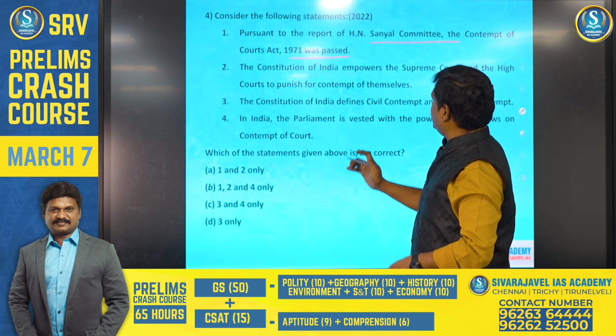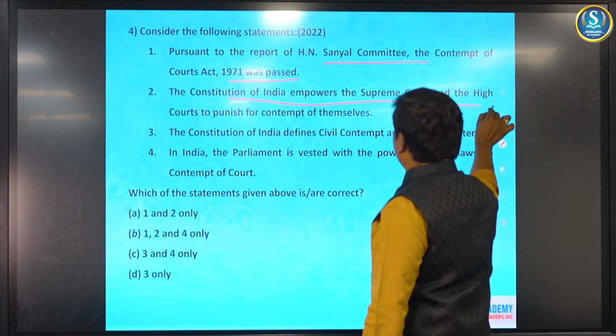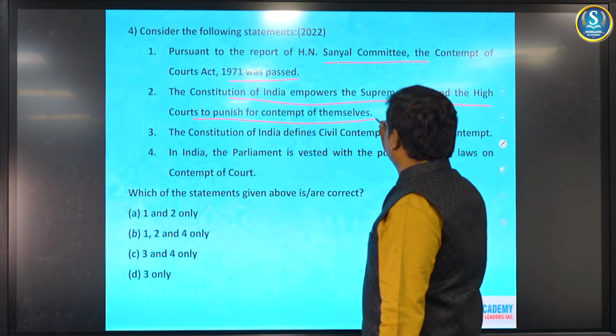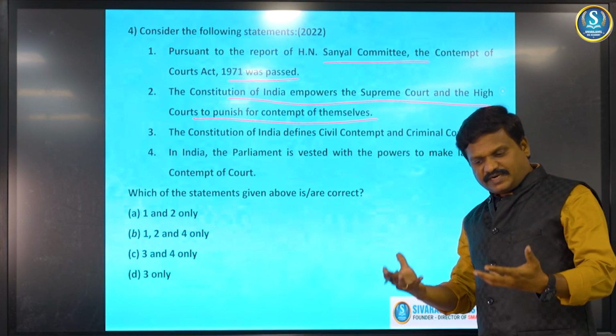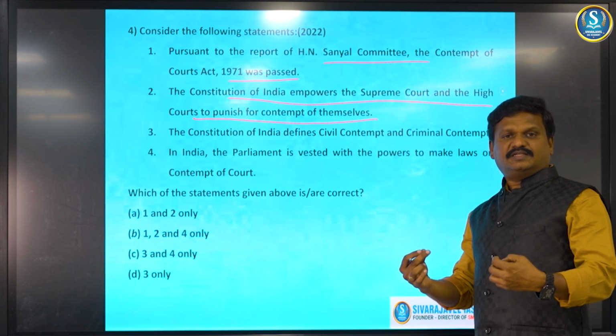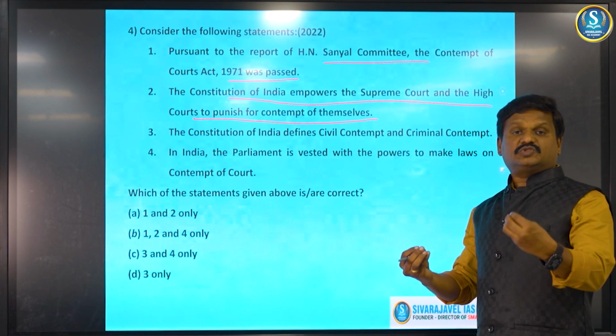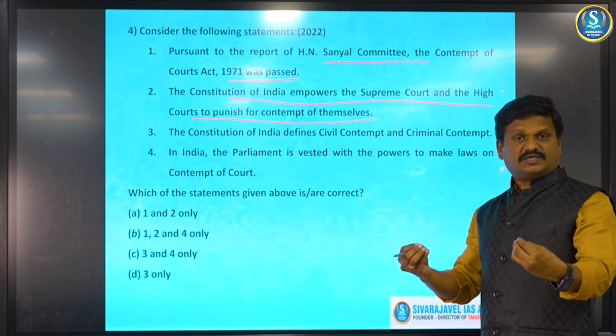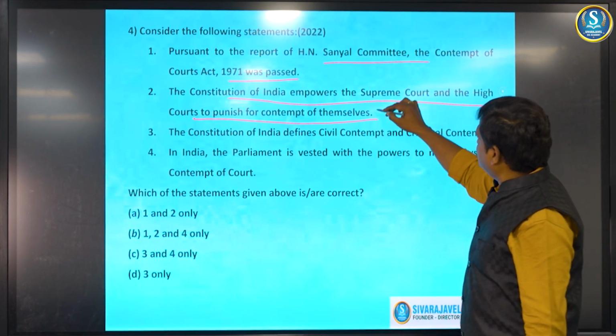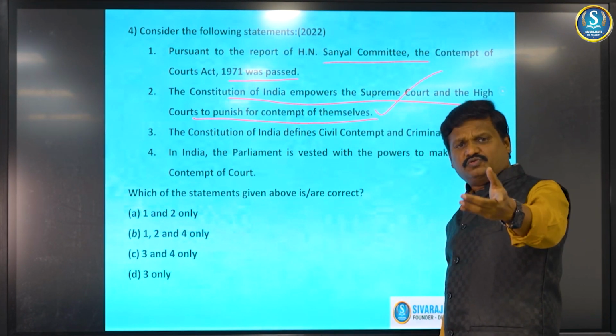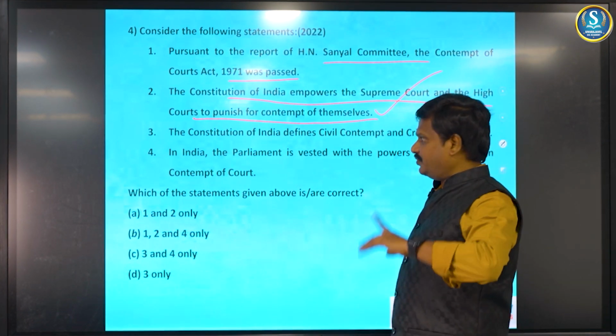Go to the second statement. The Constitution empowers the Supreme Court and High Court to punish for contempt of themselves. Yes, you have studied very well in the Constitution that it is a court of record. Both the Supreme Court and High Court are courts of record. They can punish for contempt. So this is a constitutionally correct statement which everybody knows who read the Constitution.